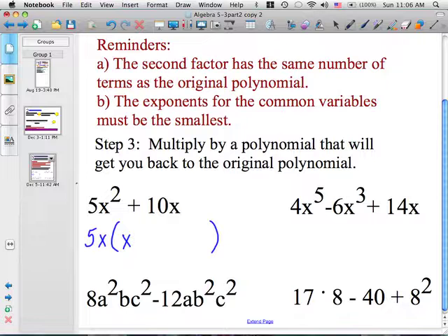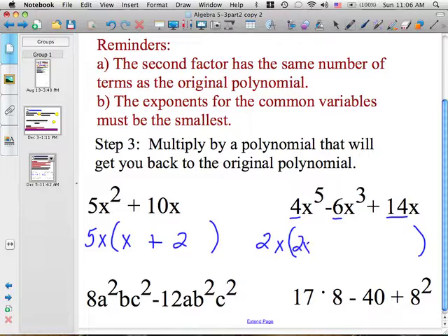It's just like that previous assignment where they gave you a factor and you had to figure out what to multiply by. So to get back to 5x squared, we need an x, and it's a plus, and we need to get back to 10x, we need to multiply by a 2. 5 goes into 10, 2. So there's our answer.